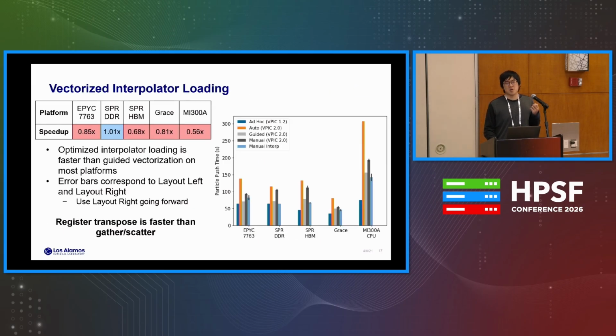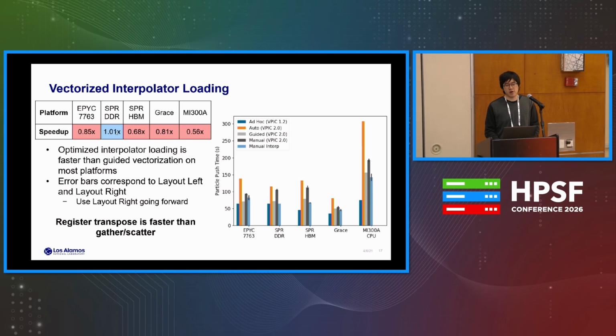But the upside is that we actually get a very significant improvement in performance. So in one case for the Sapphire Rapids on DDR, we're actually already on parity, and for some of the others, we're not far off. And we actually, for once, beat the compiler.